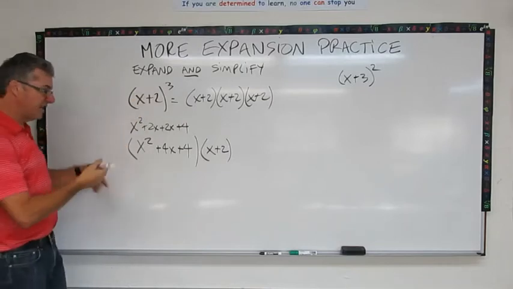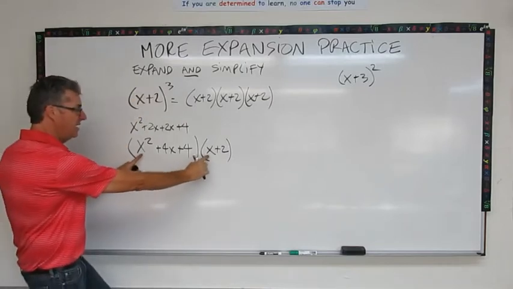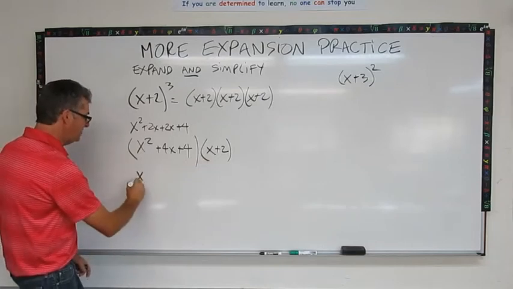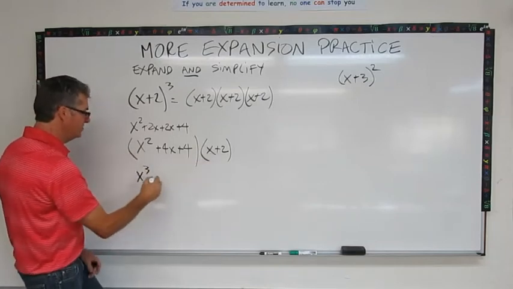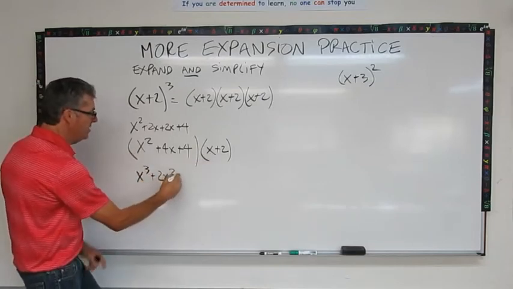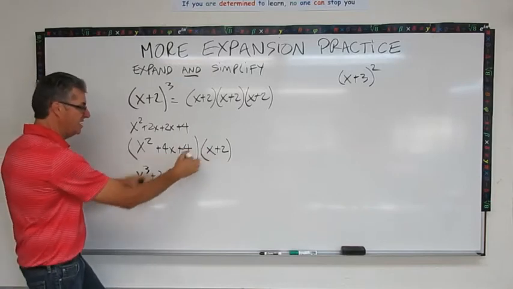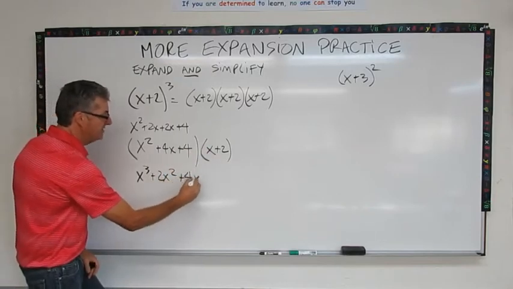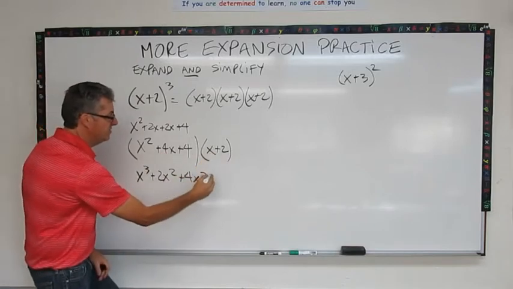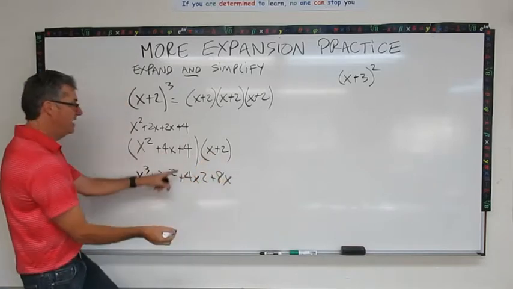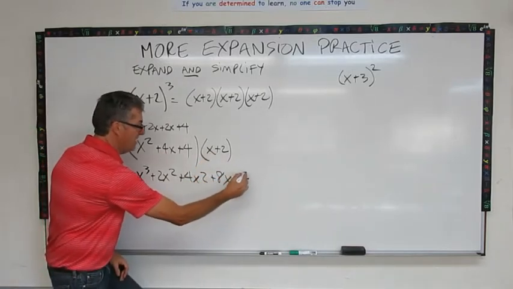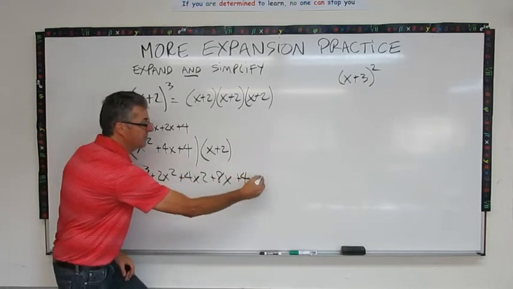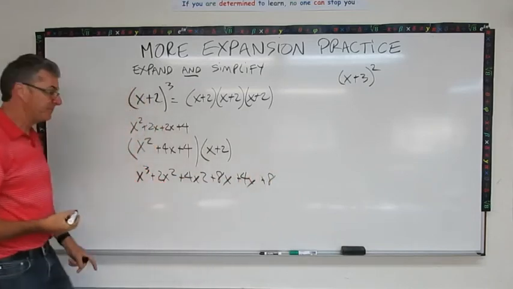Okay, so now we're just going to have to keep track of all of our steps. x squared times x is x to the third. x squared times 2 is 2x squared. 4x times x is 4x squared. 4x times 2 is 8x. And 4 times x is 4x. And 4 times 2 is 8 for our constant.